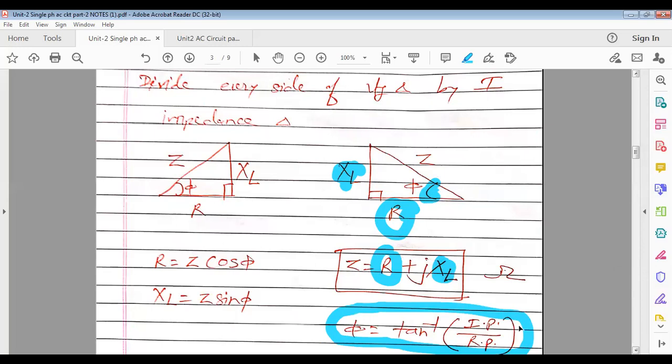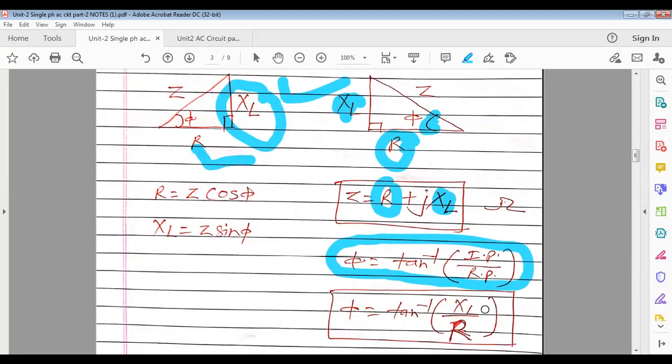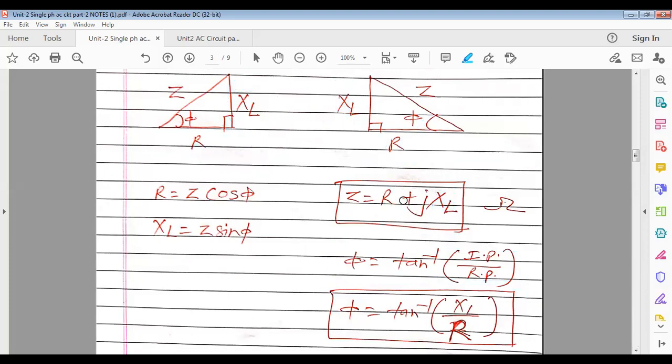Sometimes in a numerical, R and L are given to you. R and L given means you can calculate XL using L. So XL you got, R you have given. And if they ask you to calculate the power factor, how can you calculate phi? Phi is tan inverse of XL by R, imaginary part upon real part. XL is the imaginary part and R is the real part. Using this formula you can calculate phi, and once you get phi, you can calculate cos phi, which is the power factor. What is its application? Impedance triangle.